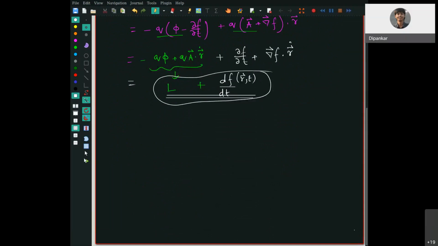Now I need to know if you have questions up until this part. So there's the Lagrangian formulation of a particle in an electromagnetic field. If you have questions about that, you can ask me now.